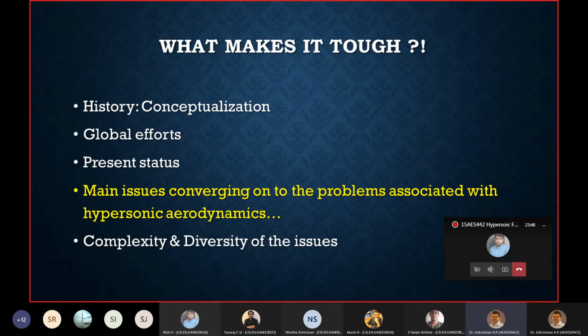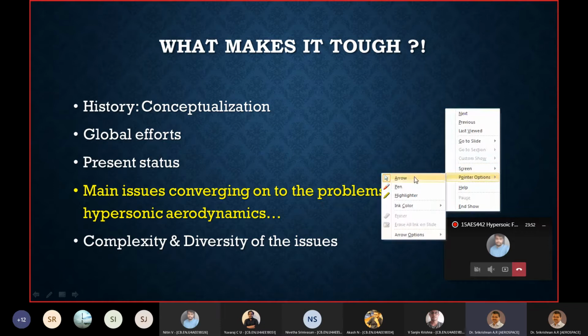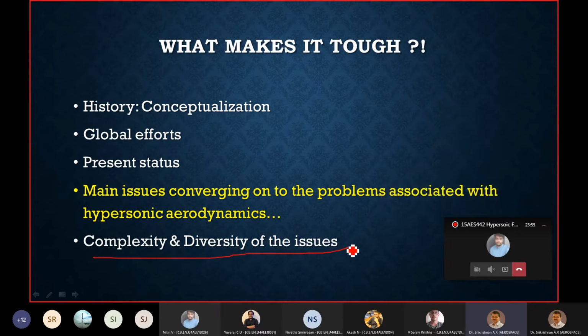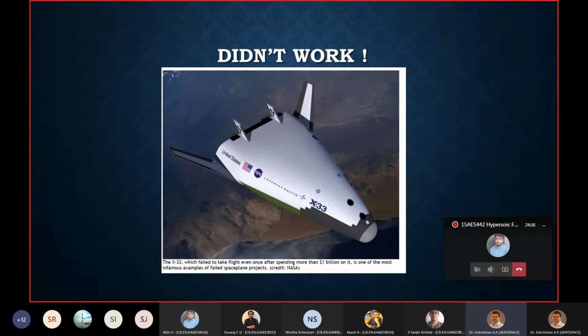Now, the main issue with them is the coupling of various flow physics. That is, as I just mentioned, the gas dynamics, heat transfer, and also the engine airframe integration, and also structural issues. All these are coupled together, and that's what makes the progress in realizing hypersonic propulsion somewhat slow.